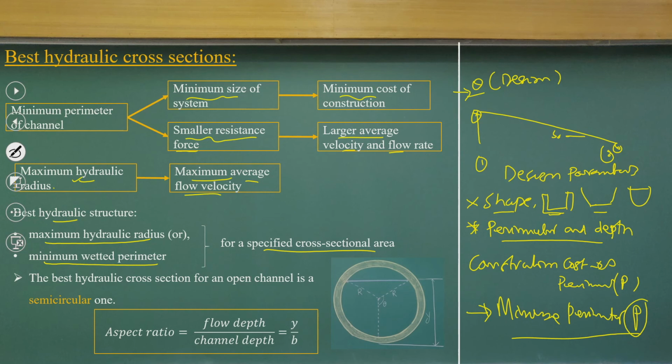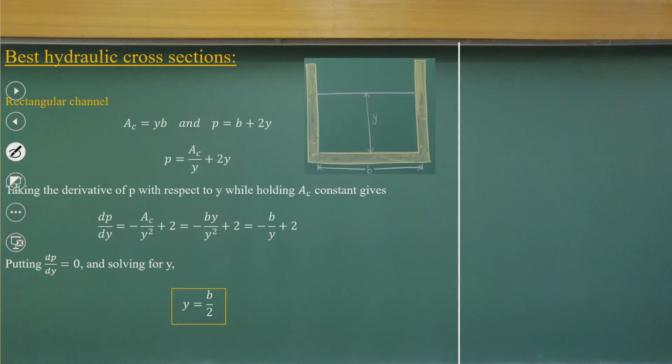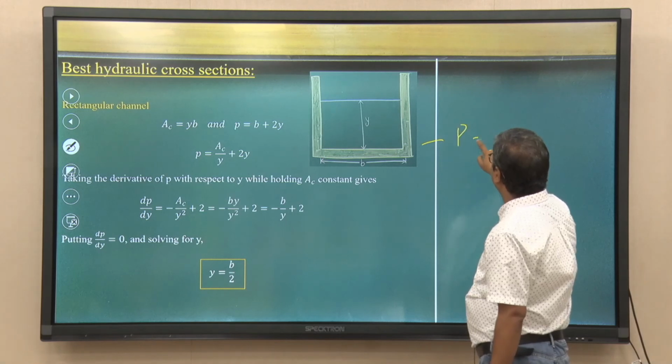Okay. I am not going into the equations, but I just want to mention the meaning, because the velocity is proportional to the hydraulic radius. Okay. So, that is the reason we have a maximum average velocity. So, we look at the aspect ratio, flow depth over channel width, y by b, and we are just looking at a rectangular cross section: what will be the relationship between b and y so that the perimeter should be minimum.